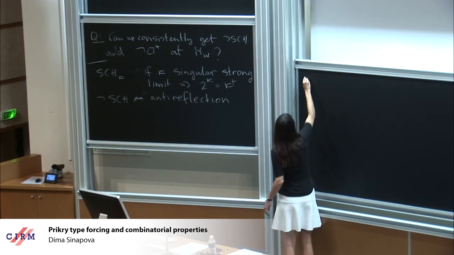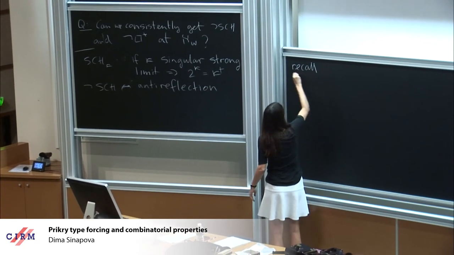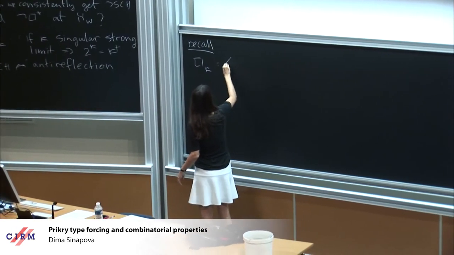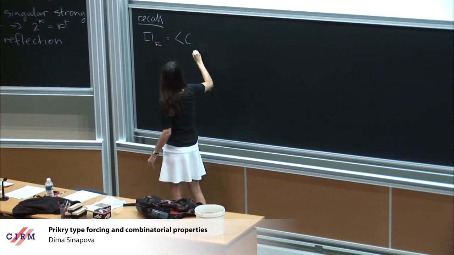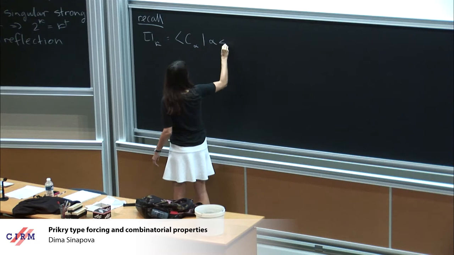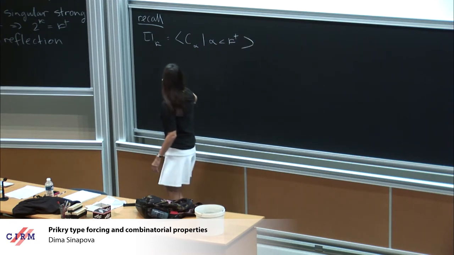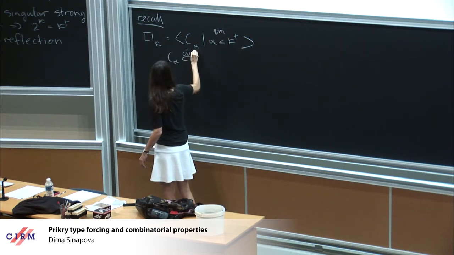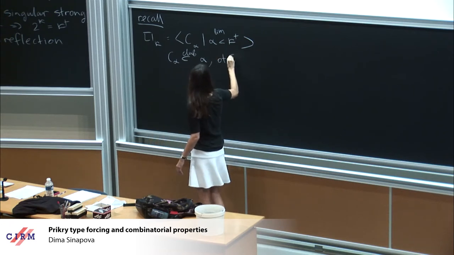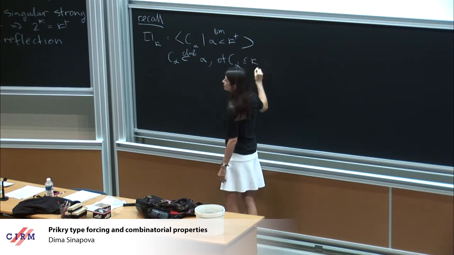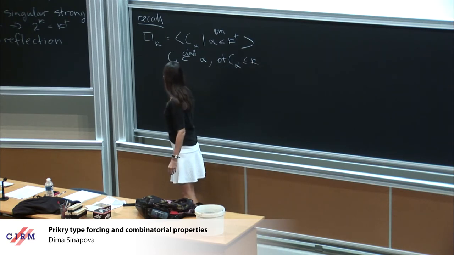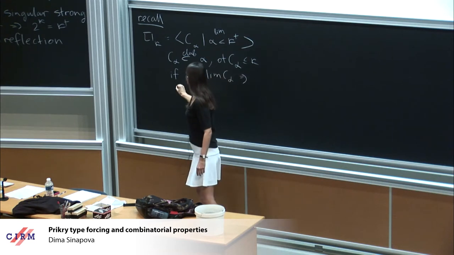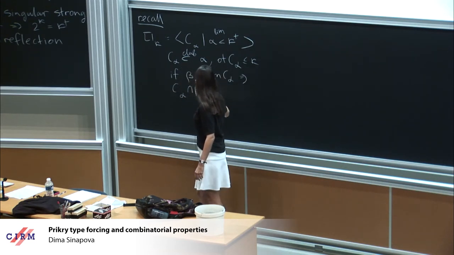So recall the definition of, I'm going to do both weak square and full square. Square at kappa says that there exists a sequence C alpha, alpha less than kappa plus, such that for alpha limit, each C alpha is a club in alpha of order type less than or equal to kappa, and the sequence is coherent: if beta is a limit point of C alpha, then C alpha intersection beta is C beta.